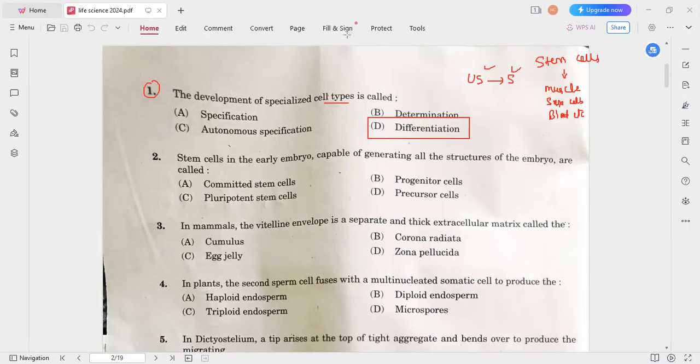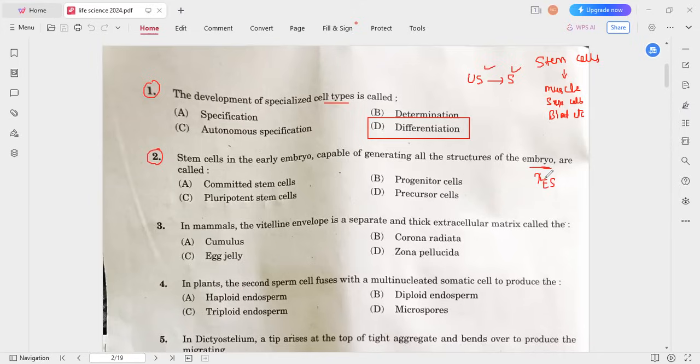Now move on to the second question. Stem cells in the early embryo capable of generating all the structures of the embryo are called what? In the last question we discussed that stem cells are unspecialized cells, which then convert into specialized cells. Here the embryonic stem cells come from the embryos.